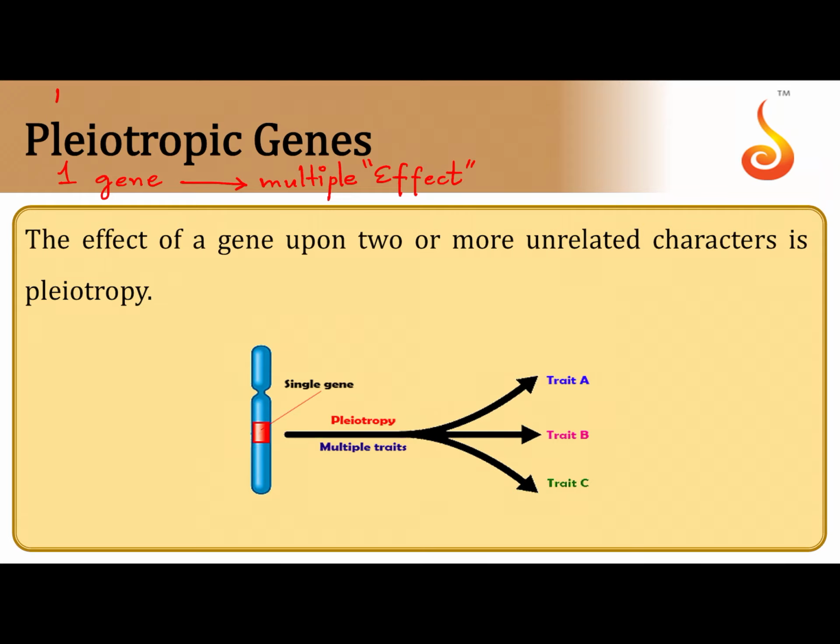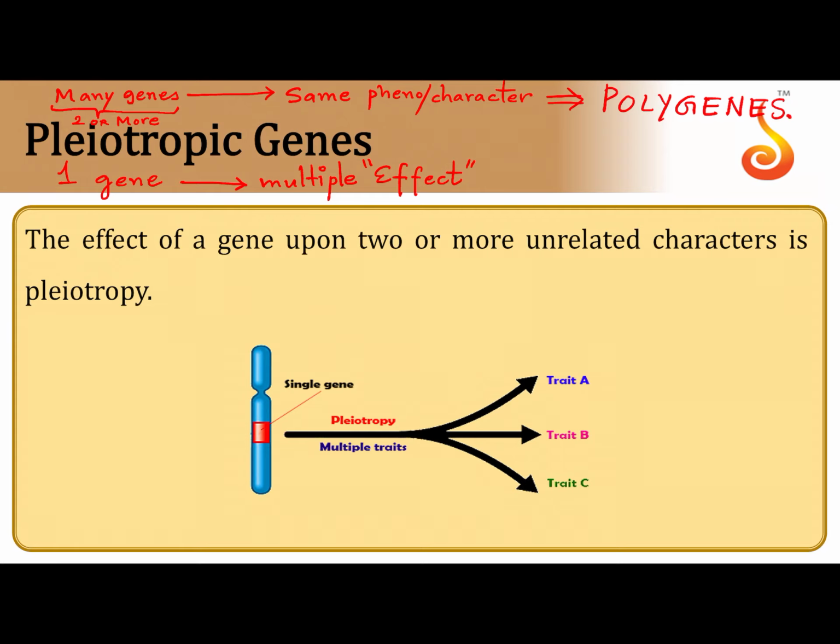a parallel over here, many genes controlling the same character, same phenotype or character. This was the principle behind polygenes. See how pleiotropy is a polar opposite of polygenes, isn't it? In polygenes, there are many genes, as in more than one, two or more genes. Okay, so I'll write it here, two or more, controlling the same character. That is a polygene.